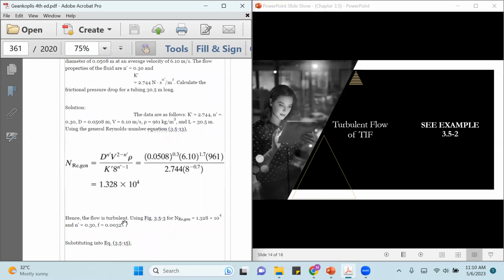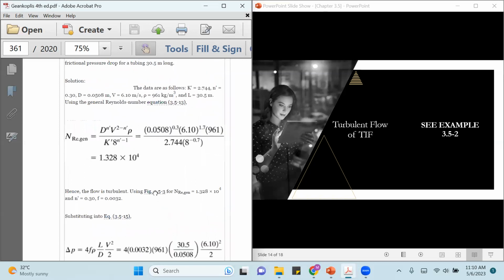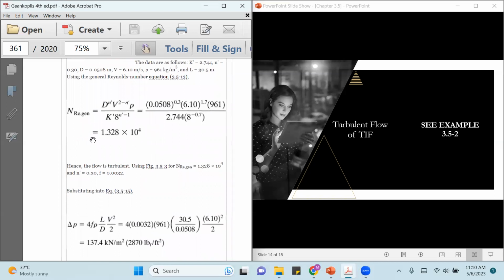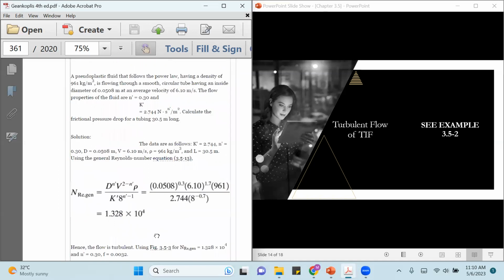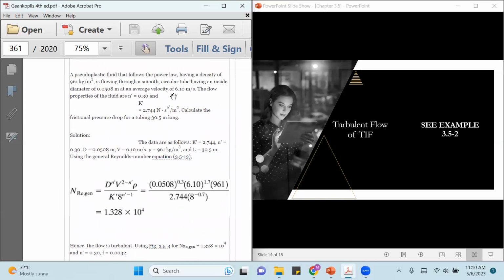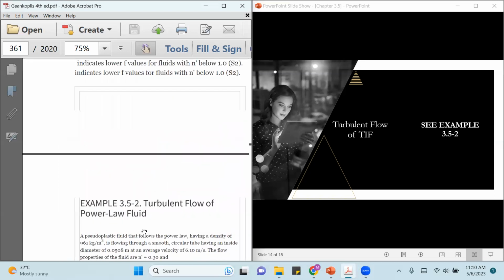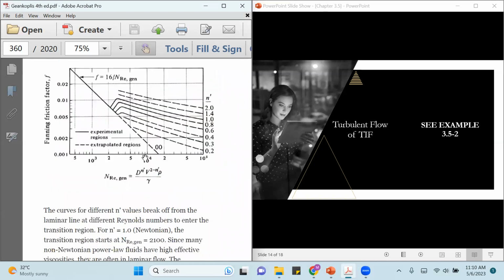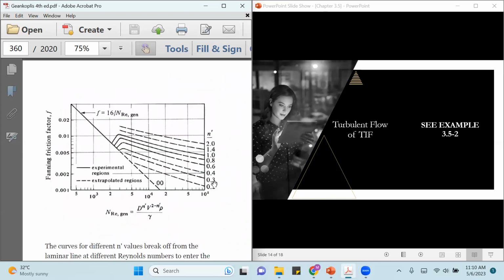So flow is turbulent. So the question is calculate the frictional pressure drop, delta P. What I have to do is find the F value, the friction factor. So I will use figure 3.5-3. I will go up, and then the n prime is 0.3.